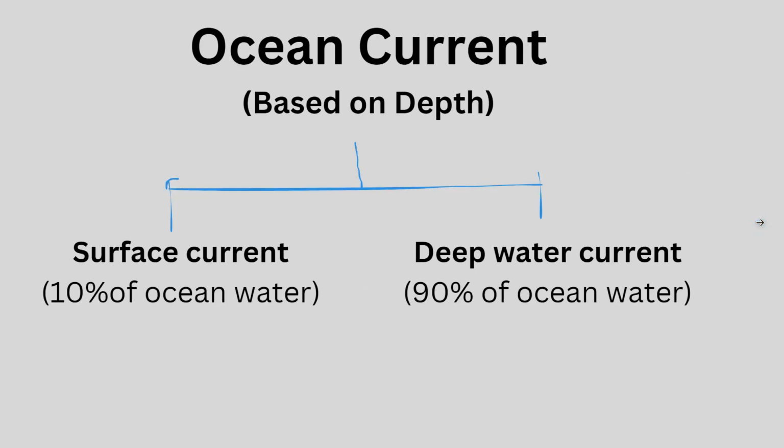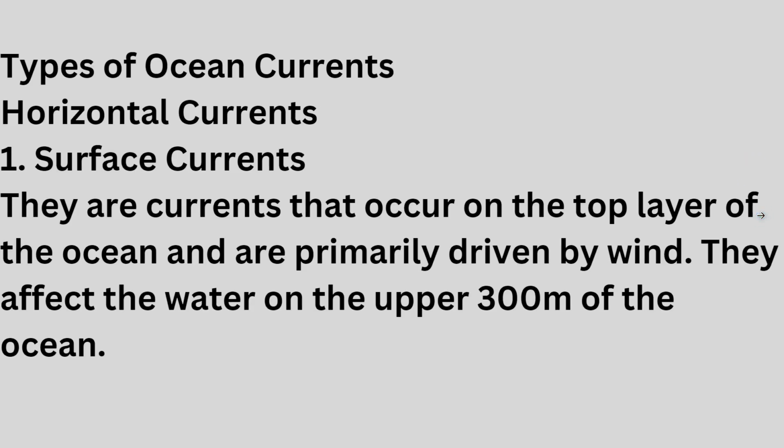Basically, ocean currents are divided into two kinds: surface currents and deep water currents. Surface currents make up about 10% of the ocean water, and the other 90% is called deep water current. The types of ocean currents are horizontal currents and vertical currents.